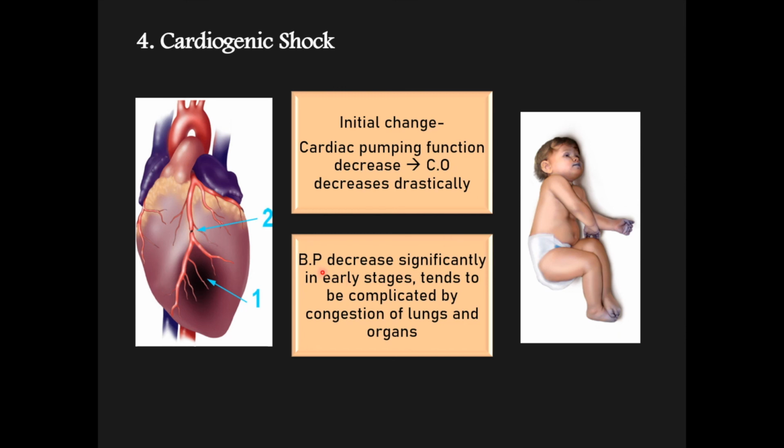Whenever there is decreased cardiac output, the blood pressure decreases significantly in the early stages, and it tends to be complicated by congestion of lungs and other organs. Because the heart isn't functioning properly, there is congestion in the venous capacitance system, which leads to congestion of the liver, spleen, and lungs primarily.